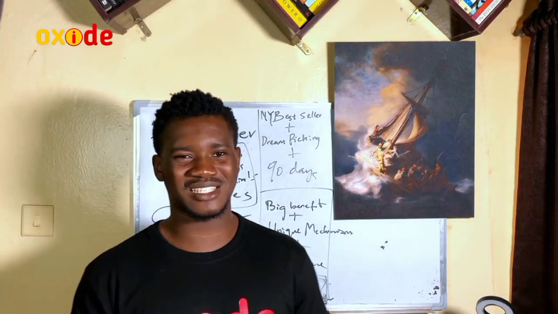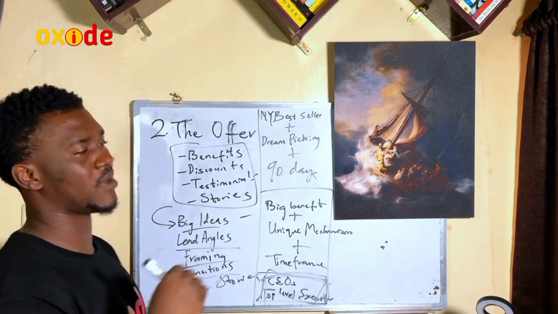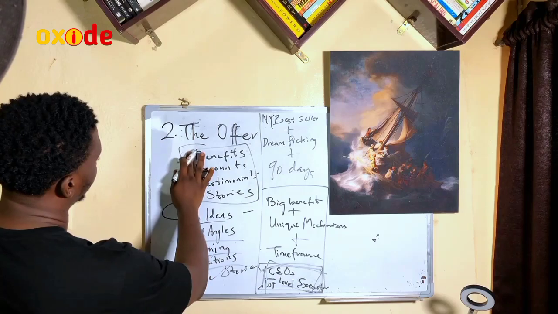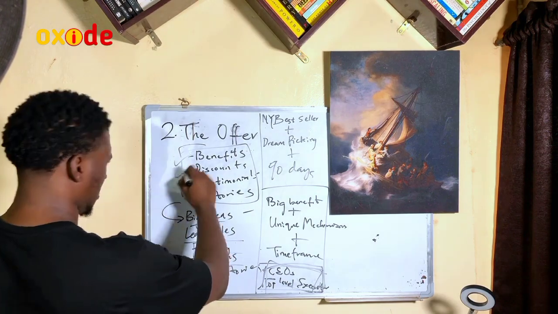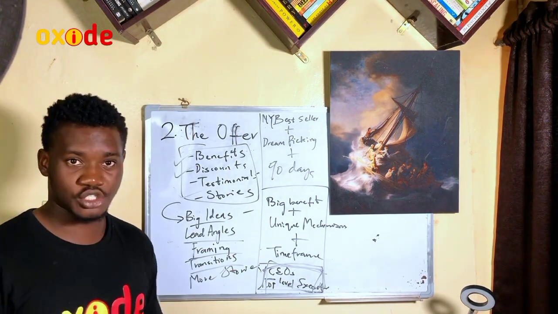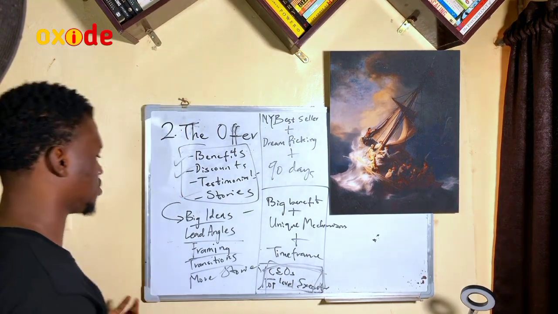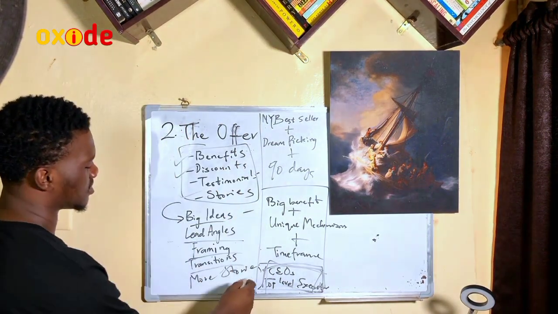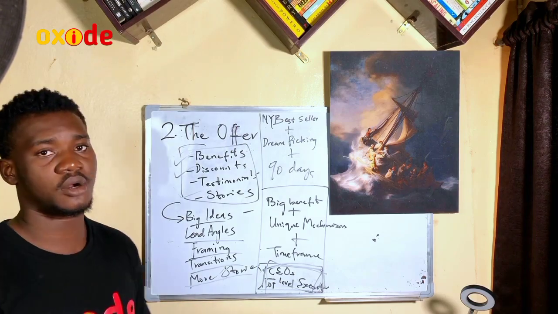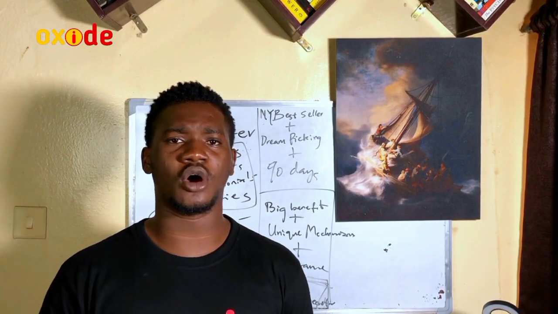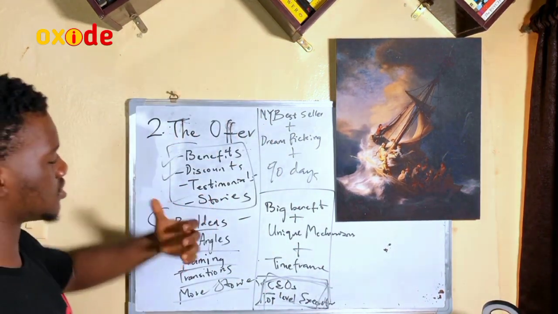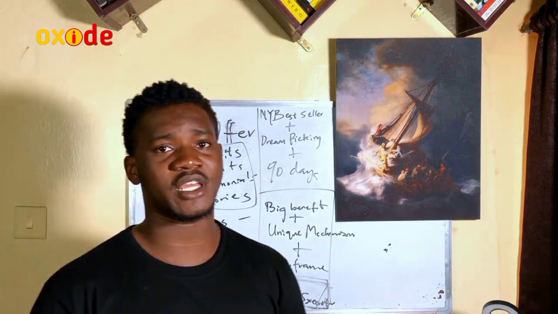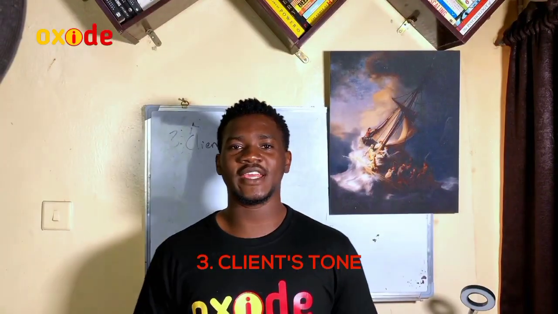Number 4, transitions. Transitions is simply a way to flow from one part of my email to the other part. For example, flowing from sharing the personal story of my client, to talking about the benefits of my client's product, to talking about a discount that anybody who buys sooner would get. That's what transition is. And then I could also use these things to create more stories that I could use to sell a product. So you see how important knowing the offer of my client is. With just the benefits, discount, testimonials, and stories, I could create a whole lot of marketing material for my client's launch.